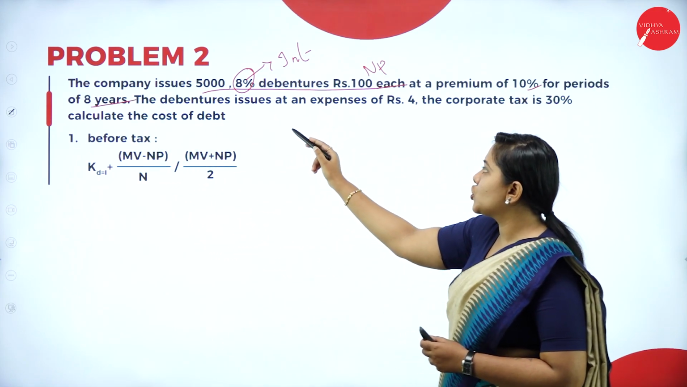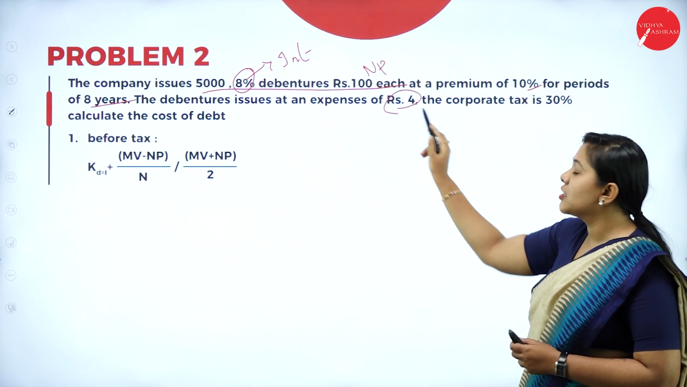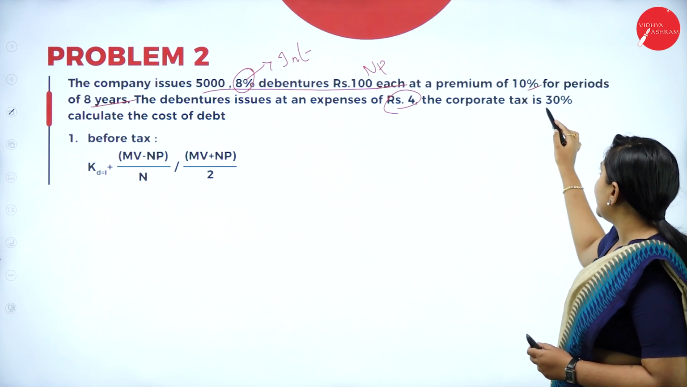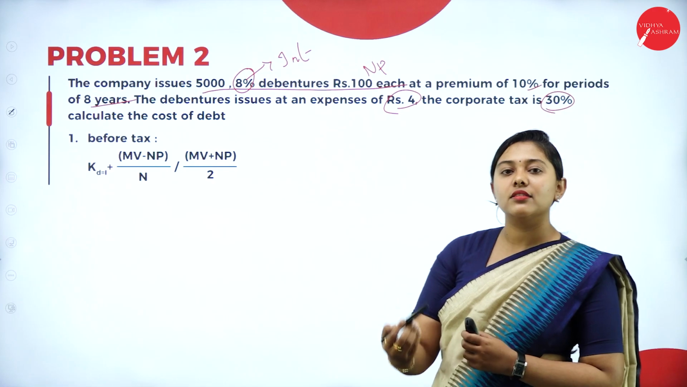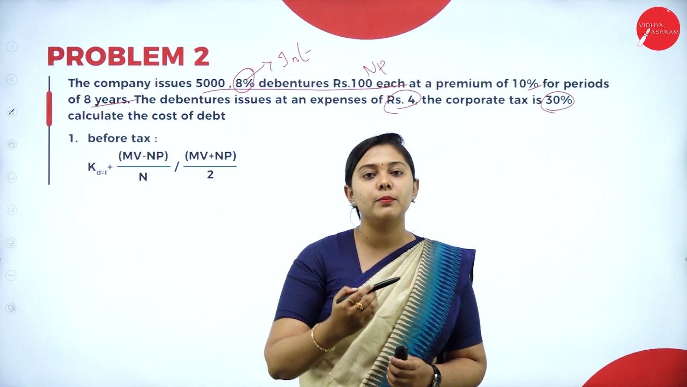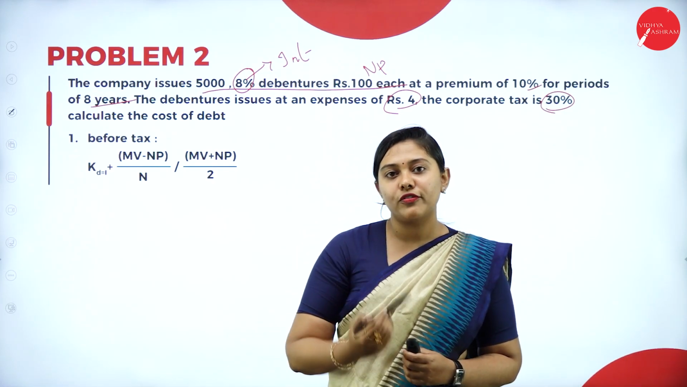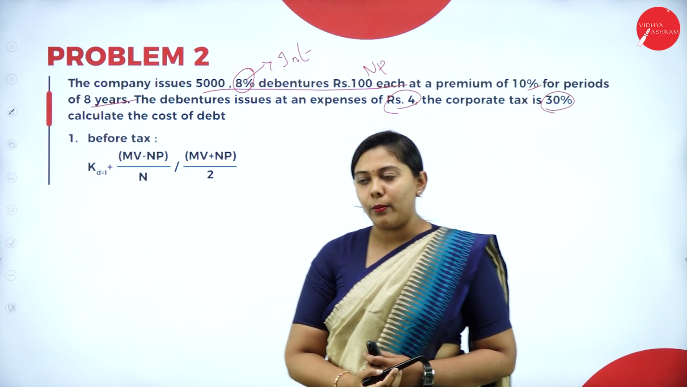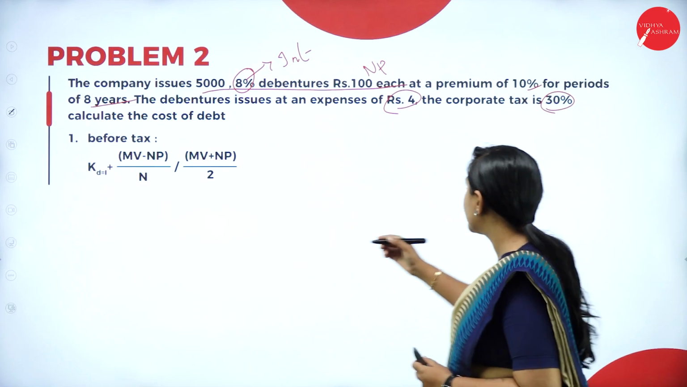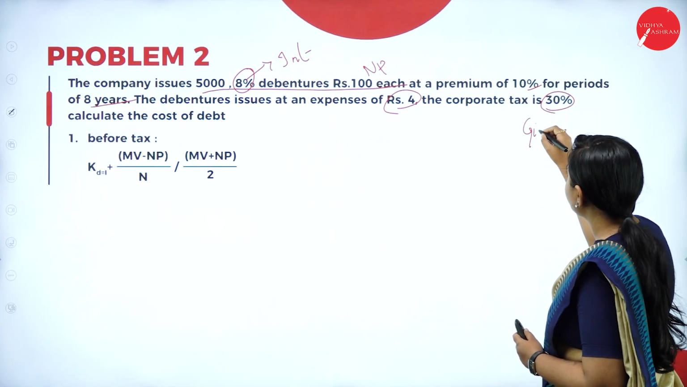The debenture is issued at an expense of rupees 4. The corporate tax is 30%. Calculate the cost of debt. So how do you understand whether the problem is irredeemable or redeemable? If the number of years is given in the question, then it is a redeemable problem. So let us calculate. Let's write down the given first.